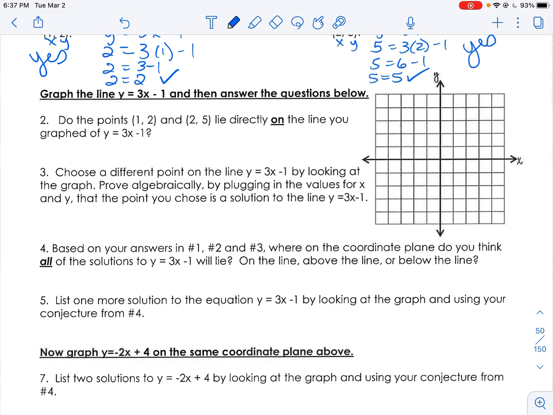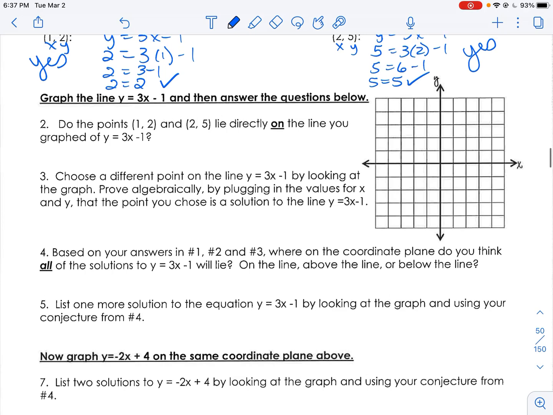Okay, so graph the line. So I'm going to graph the line. So my slope is equal to 3 over 1. My y-intercept is 0, negative 1. So I plot 0, negative 1. Remember, when it's a positive slope, it goes this direction. So I go up 3, 1, 2, 3. I go over 1. I go up 3, 1, 2, 3.